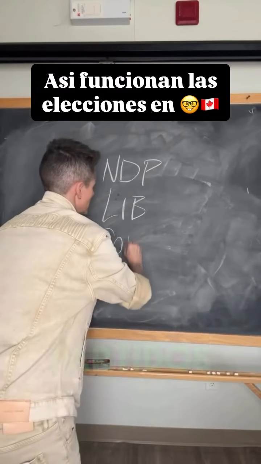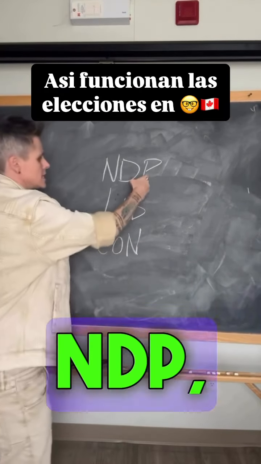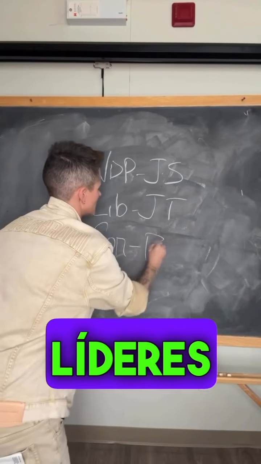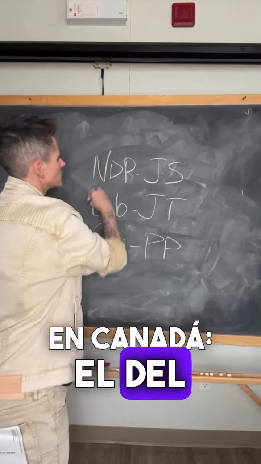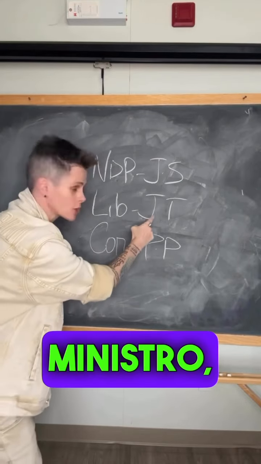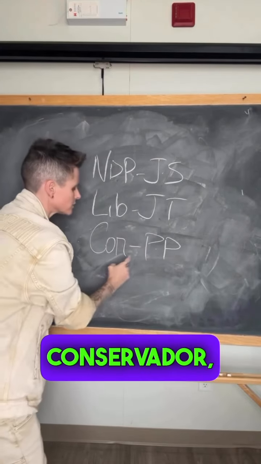We have three major political parties, the NDP, the Liberals, and the Conservatives. Now, the leaders right now, as it stands in Canada: the federal leader of the NDP is a guy named Jagmeet Singh, the Liberal leader and our Prime Minister is Justin Trudeau, and the Conservative leader is Pierre Poilievre.